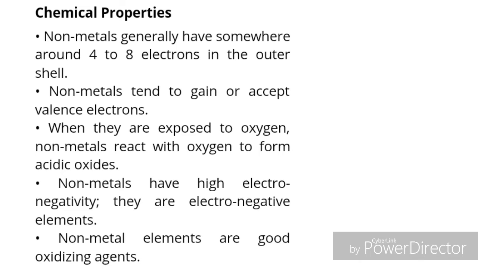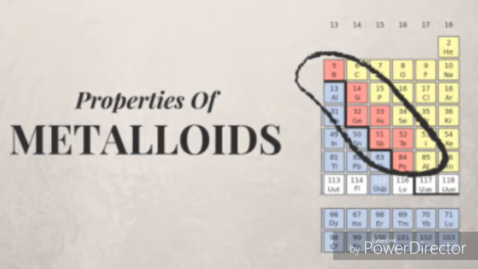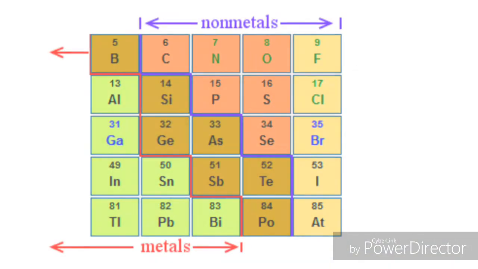Students, let us see some examples of non-metals. Boron, carbon, nitrogen, phosphorus, oxygen, sulfur, fluorine, chlorine, noble gases. So all these are examples of non-metallic elements. Now let us see what are metalloids or semi-metals. They are present in between metals and non-metals. It is shown clearly with a staircase demarcation. These are very few elements.